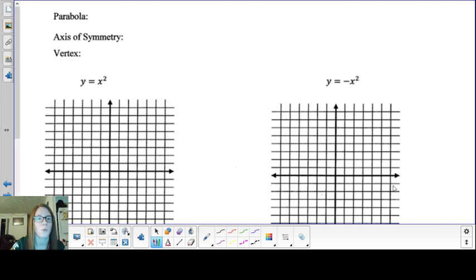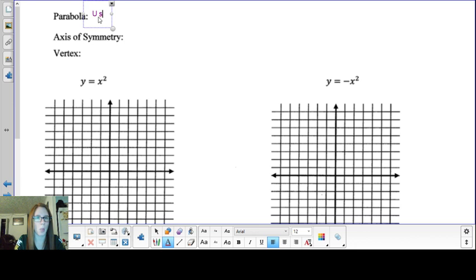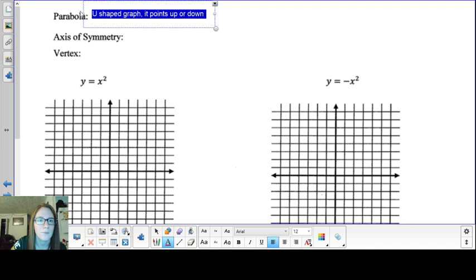All right, so what is a parabola? A parabola is a U-shaped graph. It points up or down, but never both. I guess I can make that a wee little bit bigger.